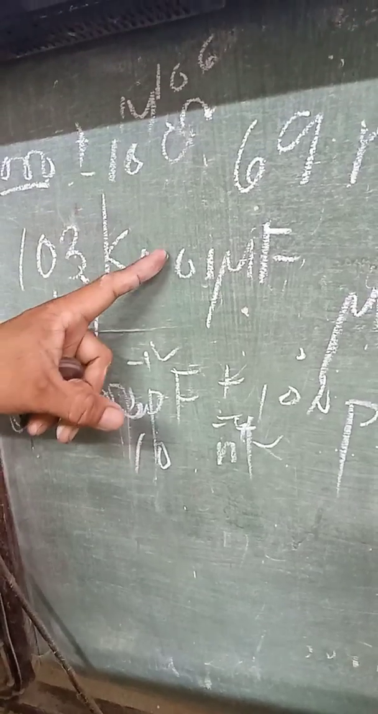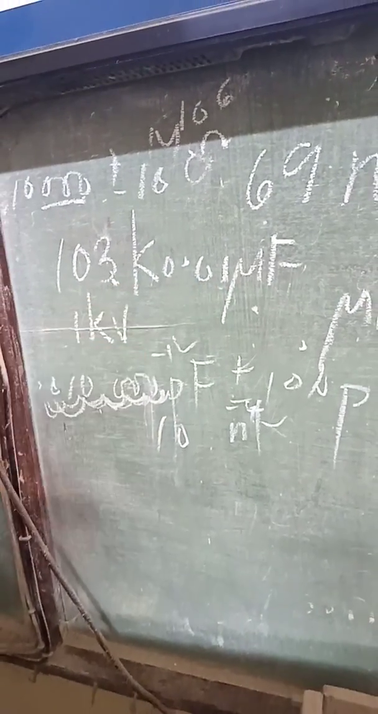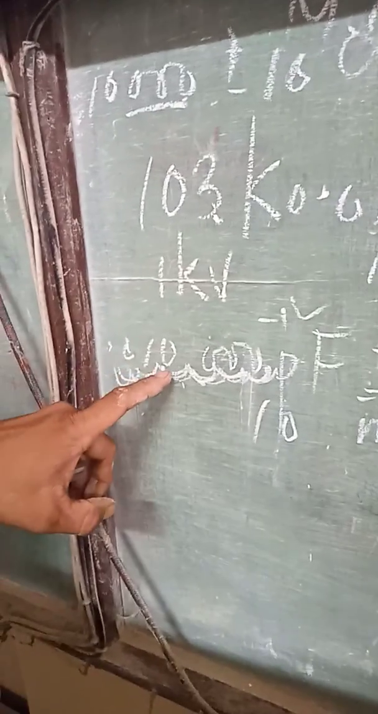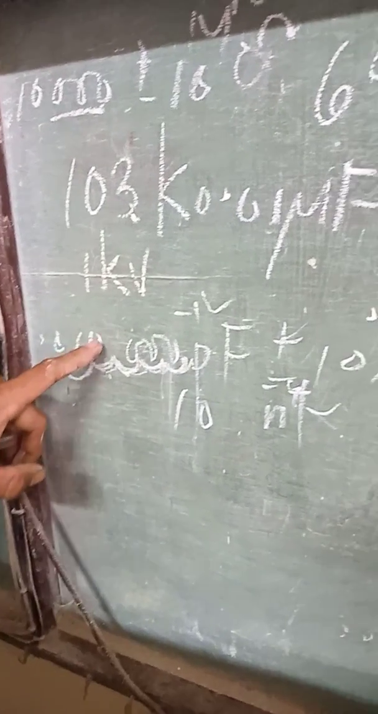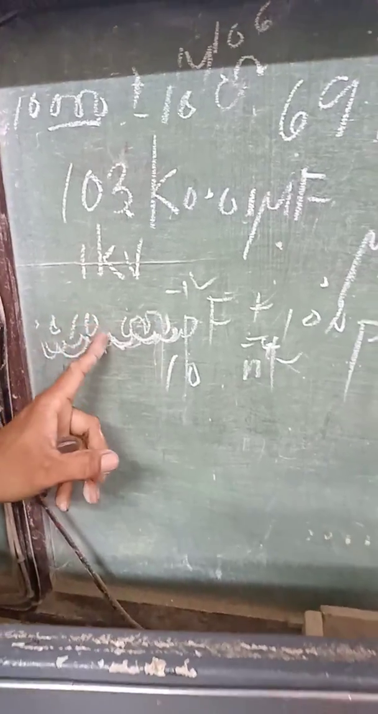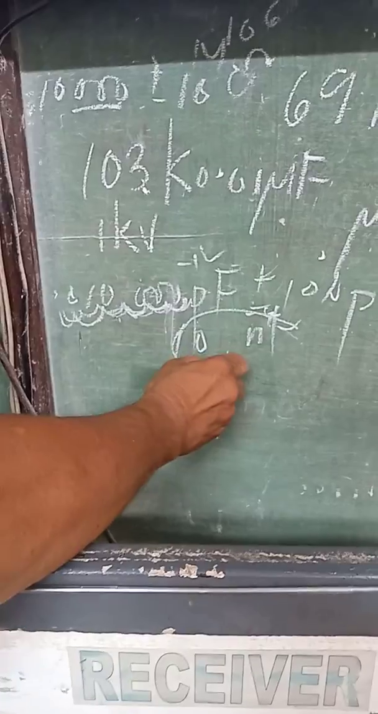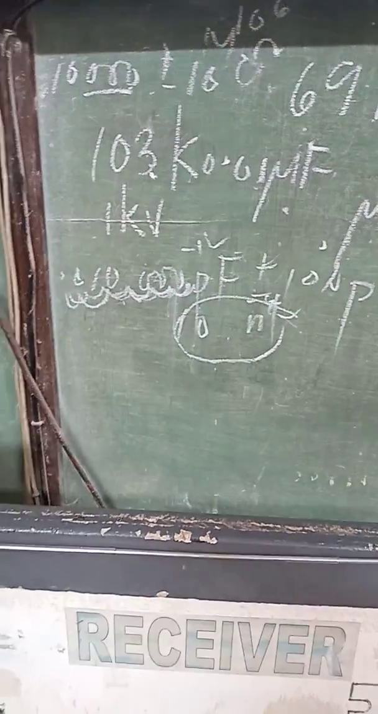Whereas here, 1, 2, 3, 4. So it can accommodate bigger space, much more for this picofarad. Much bigger: 1, 2, 3, 4, 5 plus a decimal point, 6. So the most appropriate unit now is 10 nanofarad.